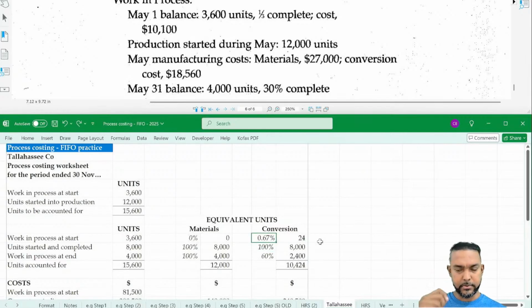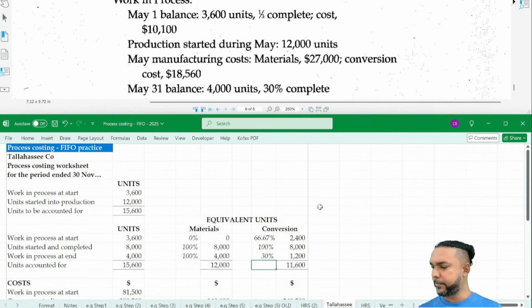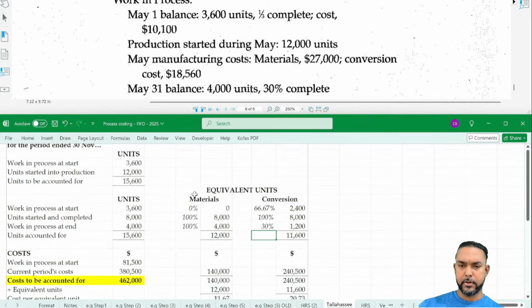What was it? Okay. Oh, okay, I know what to do. And then 30% complete, so that's 30% done. Right, cool. Sorry. Okay, cool, no problems. All right, so we have that.